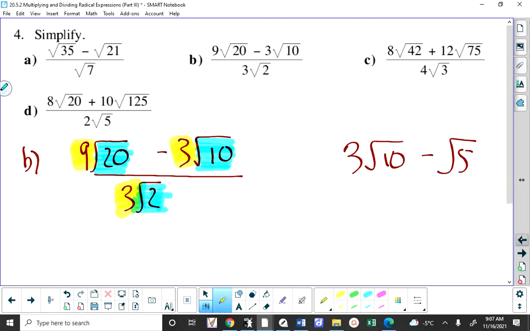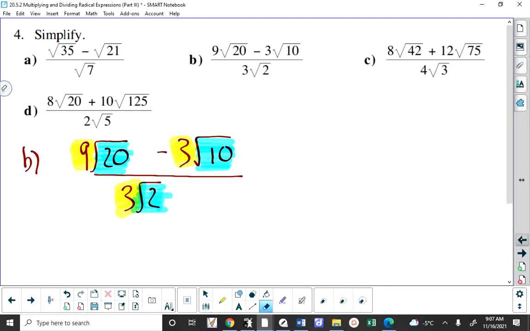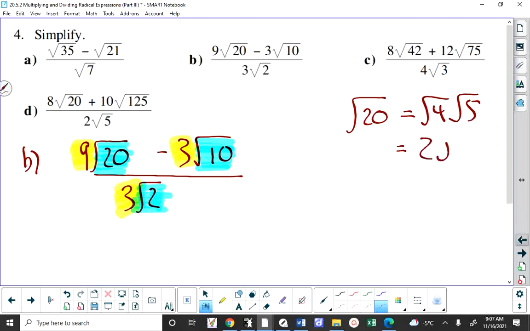I was going to show you something else, but I'm not. Let's approach it the way I've taught you. One of the things when we look at the very first expression here is we have 9 root 20, and root 20 can be simplified. I would recommend simplifying radicals first, even though after you simplify a radical and then do something else, you may have to resimplify another radical. I like working with smaller radicals. So what is root 20? Root 20 is root 4 root 5, which is 2 root 5.